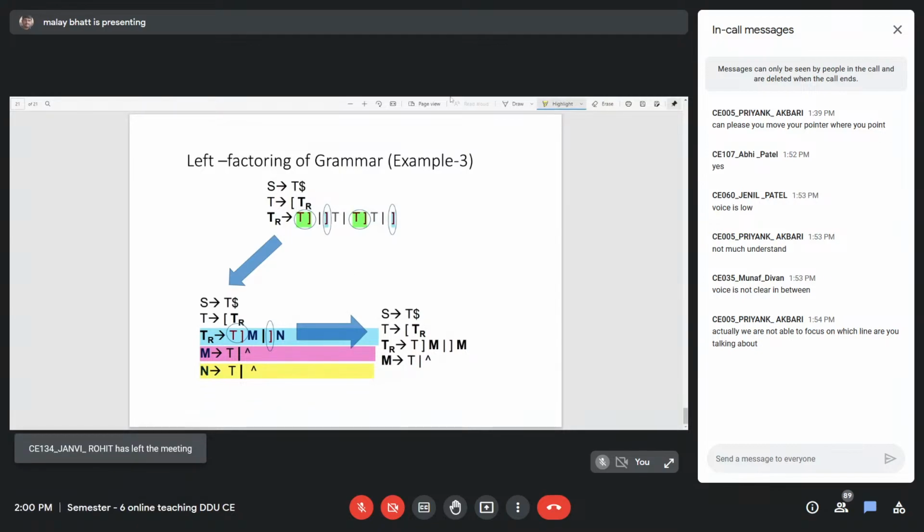Is this clear? Yes. Is it clear now? We have done 3 examples.